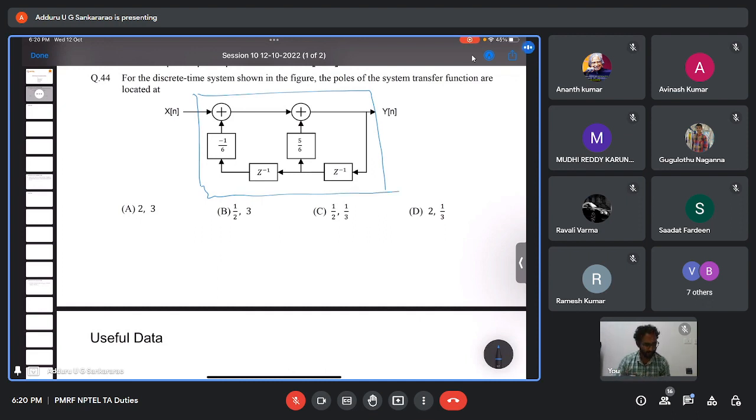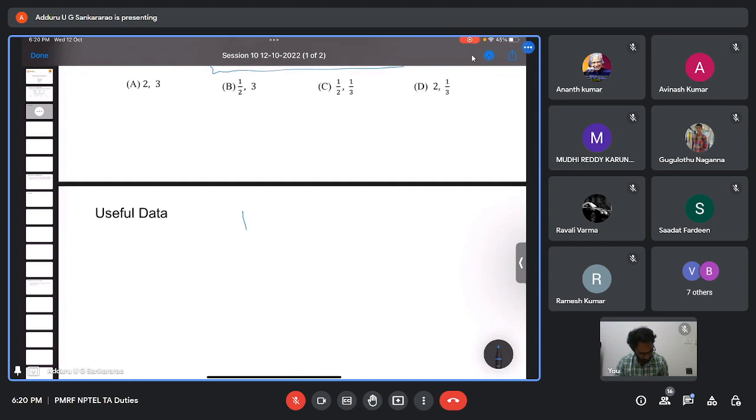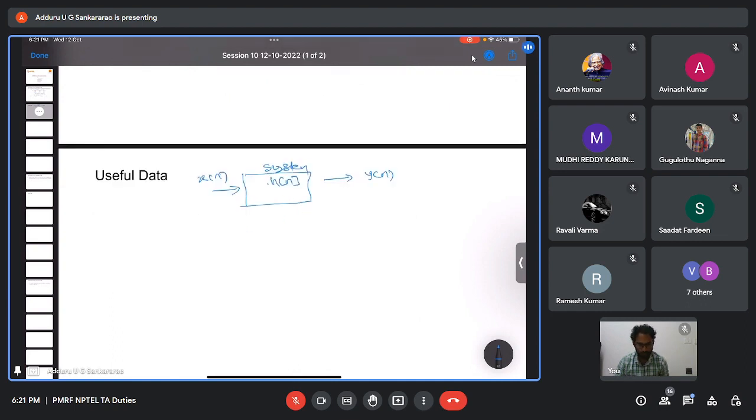So first we need to find out the system transfer function. They're asking the poles of the transfer function. You know what the transfer function is, right? Suppose we have some system, where x of n is the input, the output is y of n, and the system impulse response is, let us say, h of n. Let us talk in the z domain.